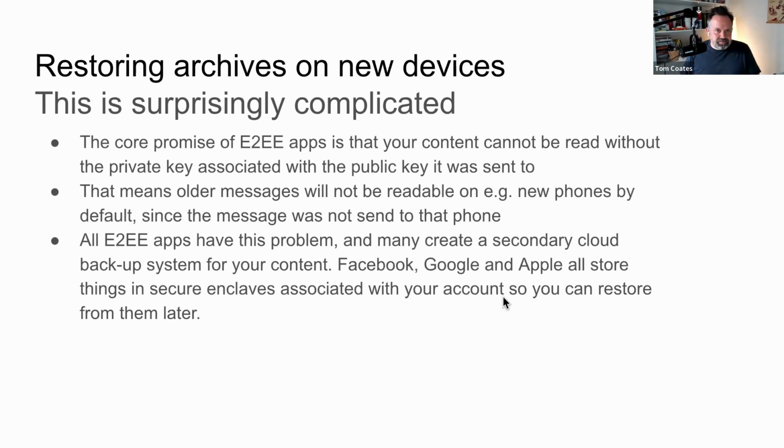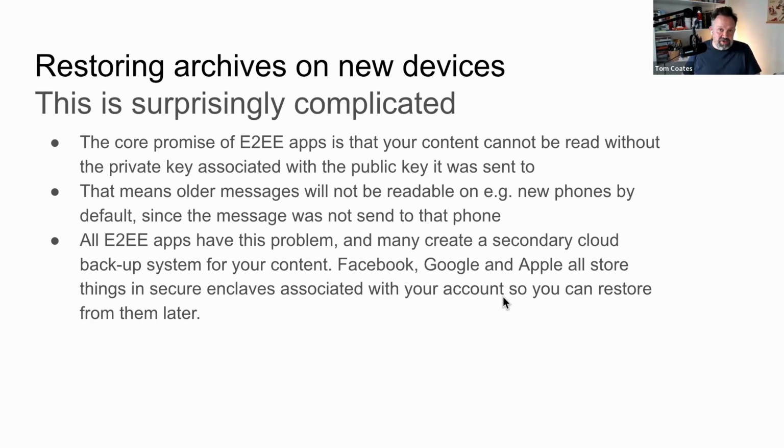Next screen, please. So the next thing I want to talk about, and I'll be quick, is restoring archives on new devices. And this is surprisingly complicated for a range of reasons. Again, the core premise of the E2E enabled apps is that content that has been sent to you cannot be read without the private key that is the partner to the public key it was sent to. So if Evan sends me a message to my public key, I can only ever read that message if I have the private key. That private key is secured on my device. Most of the time, in fact, you are not even able to remove your private key from one device and transfer it to another one.